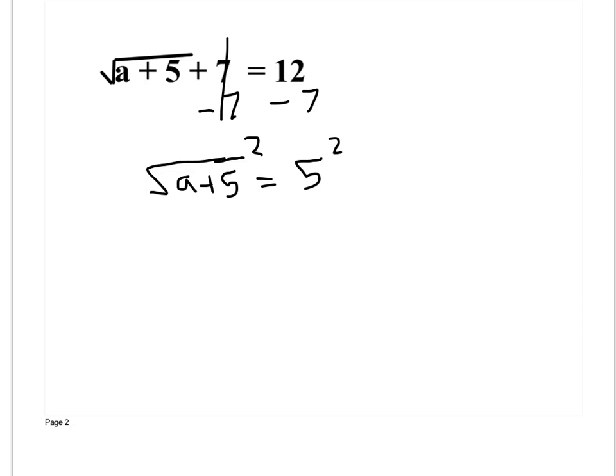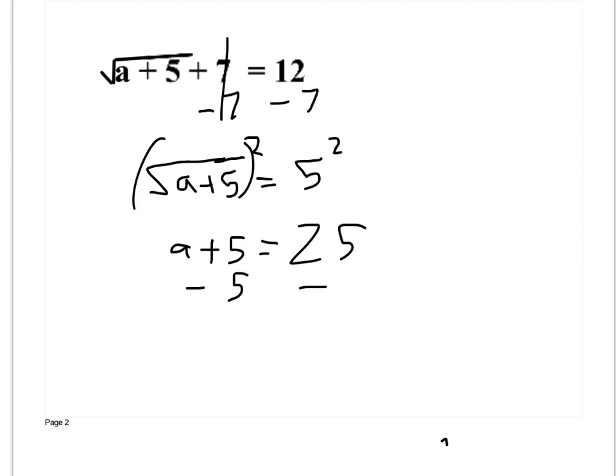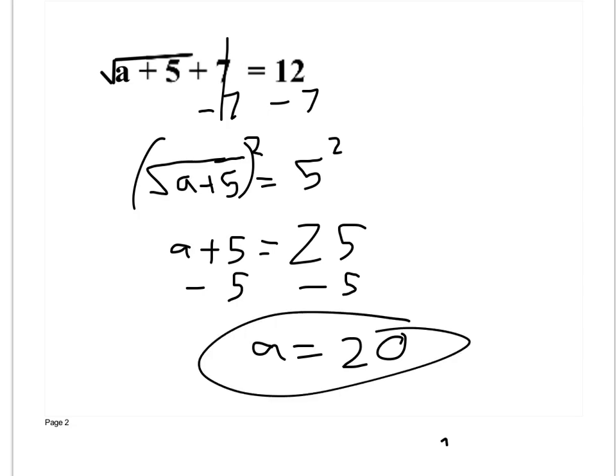Because when you square one side, you have to do everything on that side. So here, the square root of a plus 5, squared, is a plus 5. What is 5 squared? 25. So we subtract 5 from both sides. a is equal to 20. If you want to check your answer, plug it in there. 20 plus 5 is 25. What's the square root of 25? 5. What's 5 plus 7? 12. So a must be 20.